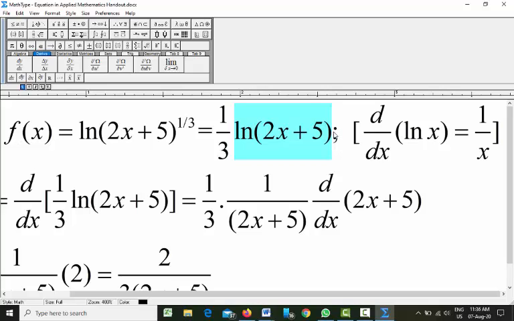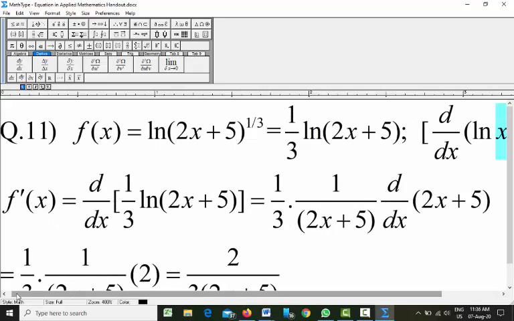Now, if you want to do differentiation of ln x, whatever we have in front of ln, if you do differentiation, that will go into the denominator. That means that will go into the lower part of the fraction. Whatever you have in front of ln should move to the denominator.